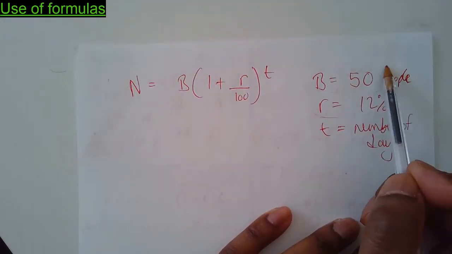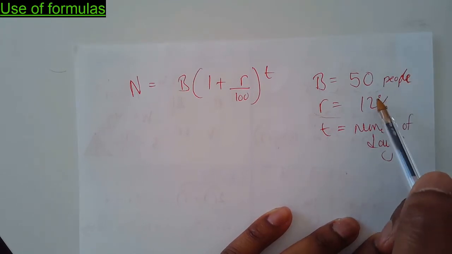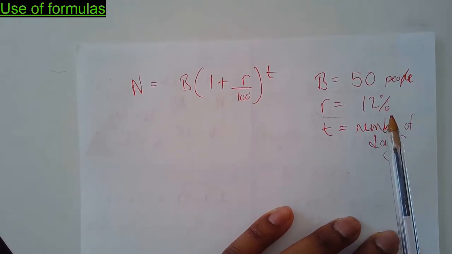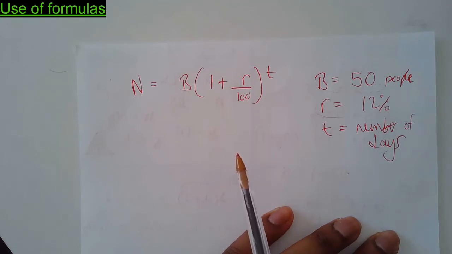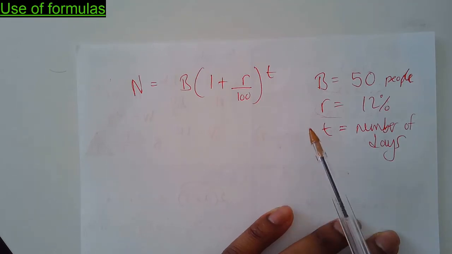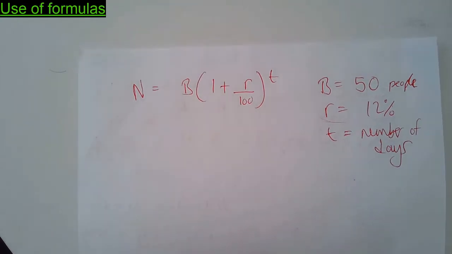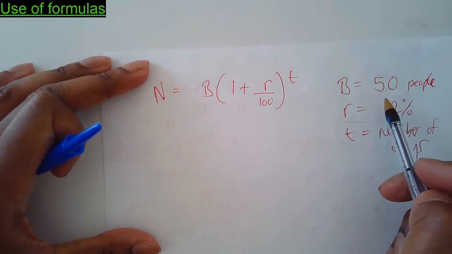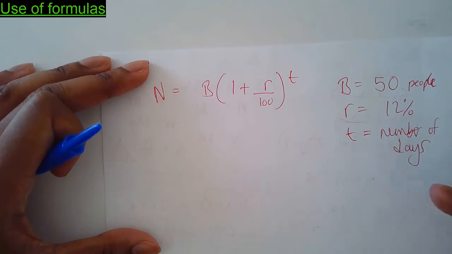Let's suppose we have 50 people to begin with who've got the flu. And the rate of infection is 12%, so that means every day, the number of people being infected by the flu increases by 12%. And I want to work out how many people we are expecting to get the flu within 4 days. So what we do is we use that as 50 to begin with, rate of infection is 12%, and number of days is 4.